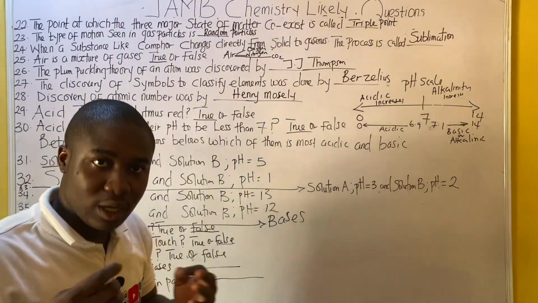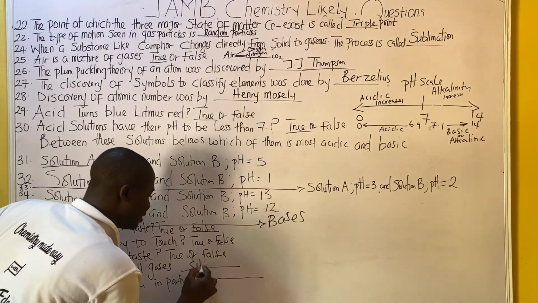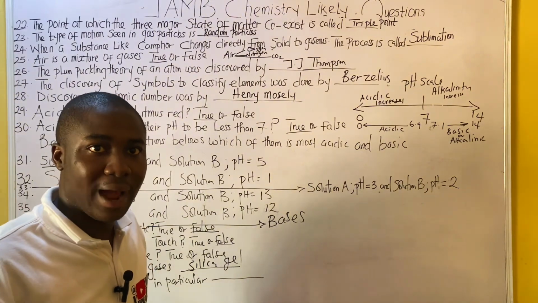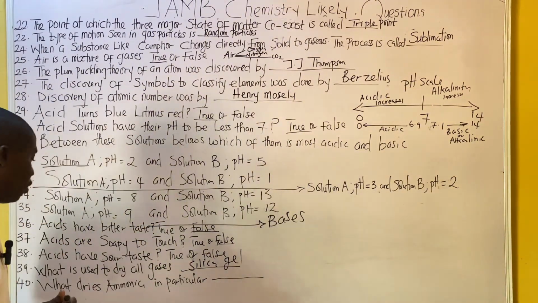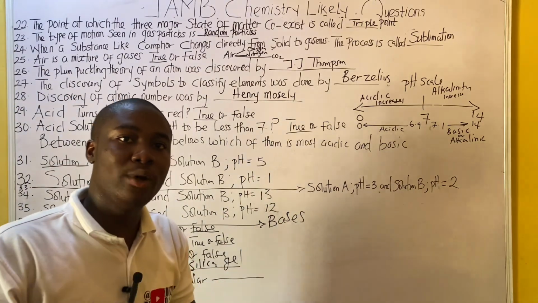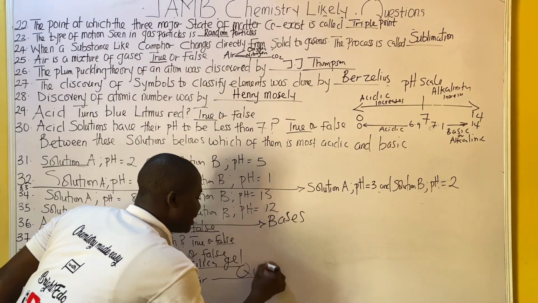Now moving over to the next question, and it says what is used to dry all gases? Very simple. It is called silica gel. Silica gel is used to dry all gases. All right, so moving over to the last question, which says what dries ammonia in particular? What dries ammonia in particular is called quicklime. All right, quicklime dries ammonia in particular.